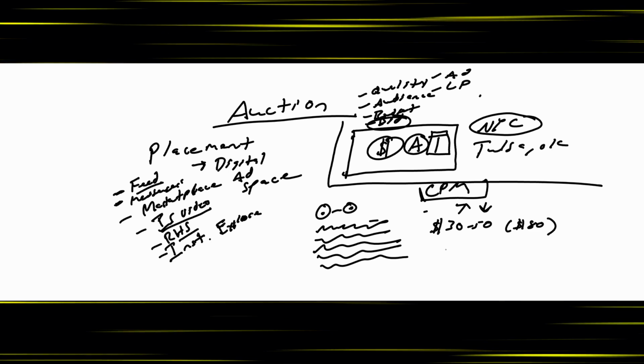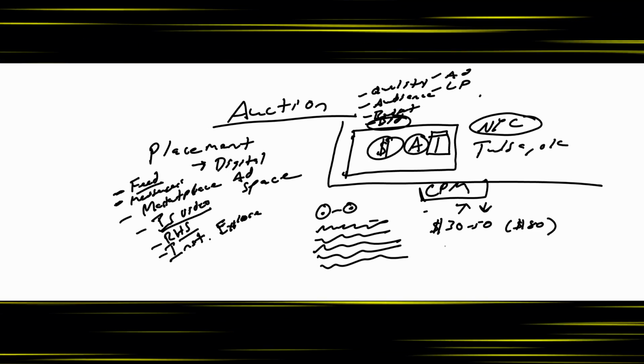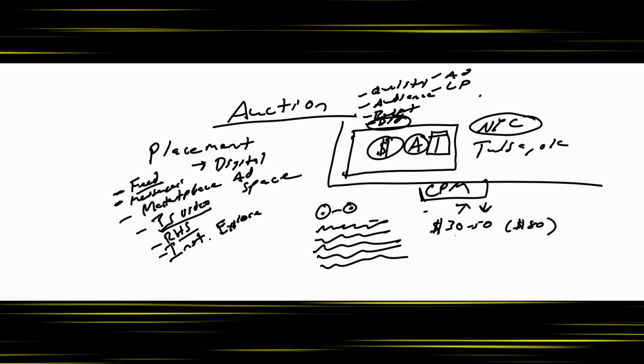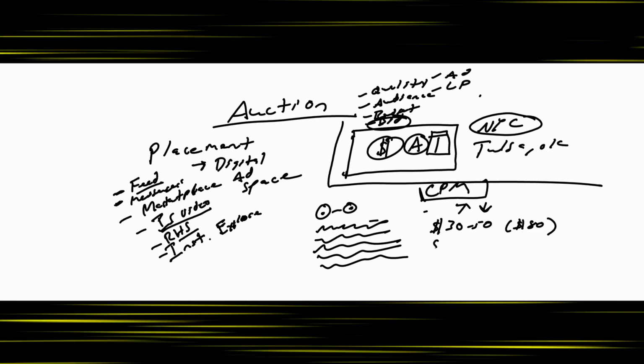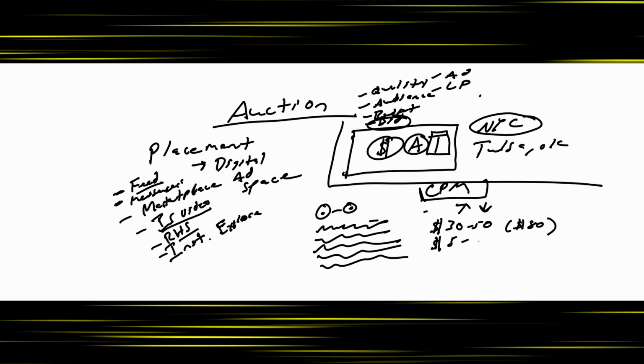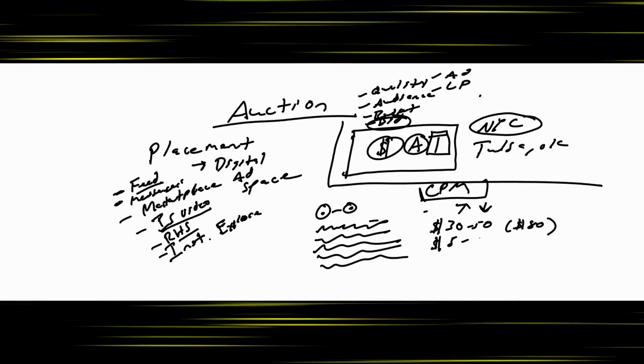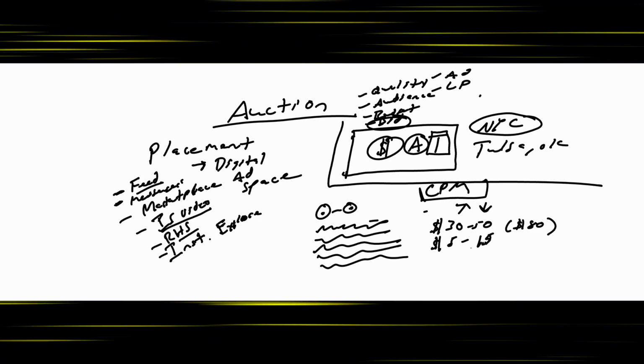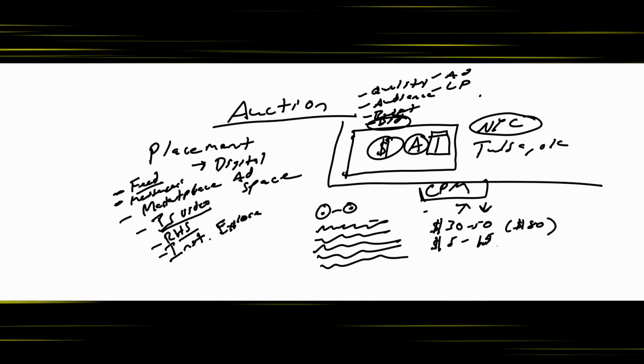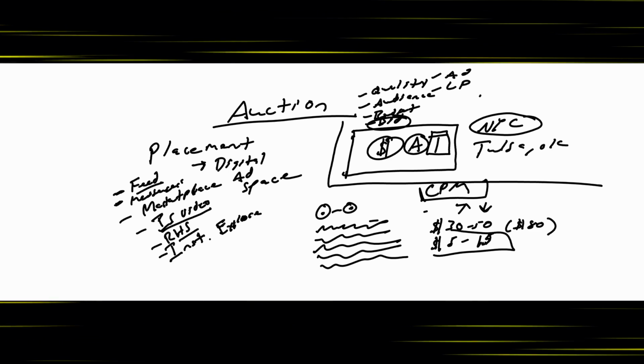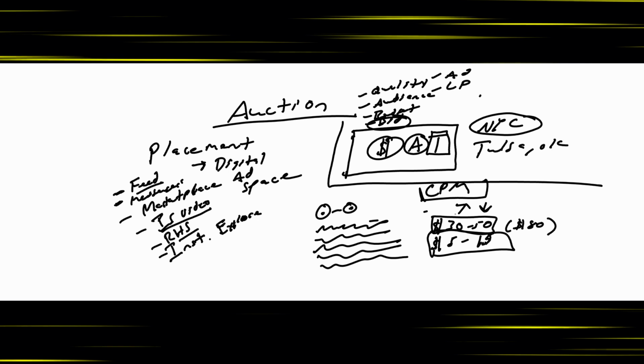And if you're in B2C, meaning you're selling to consumers, whether physical products or services, those audiences tend to be maybe more in the $5 to, let's say, $15 range. Obviously, they can be a little less, not usually. They can be a little bit more. But this is generally the sort of benchmarks that we're looking for in CPMs.